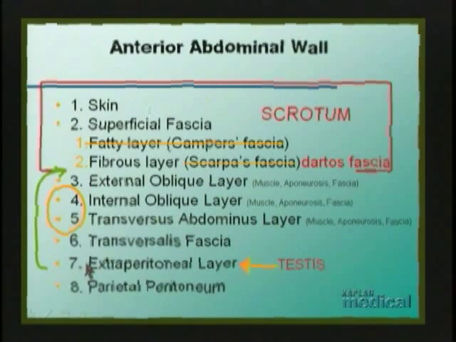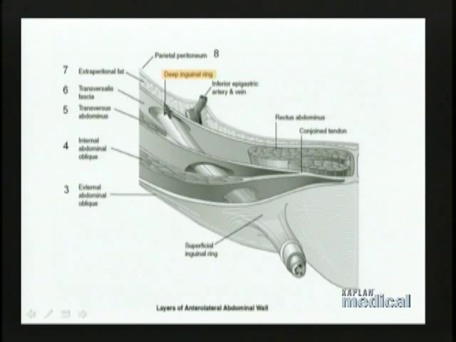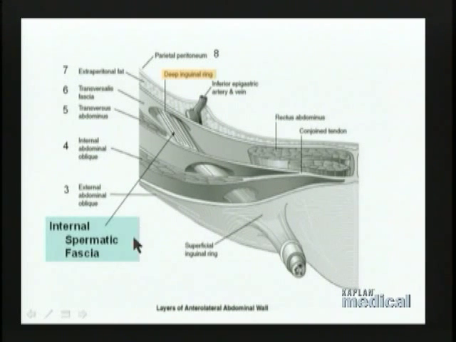The point at which that happens, we're going to call the deep inguinal ring, and as a result of that evagination of the fascia, that fascia ends up covering the descending testis. And that evagination of fascia that's now covering the descending testis will be given the name the internal spermatic fascia.